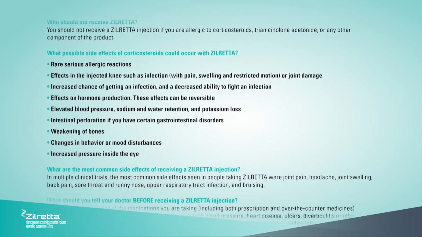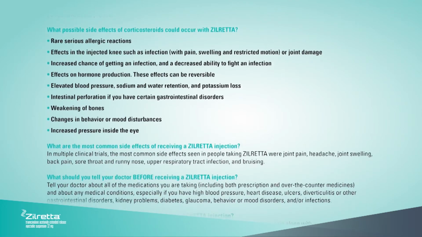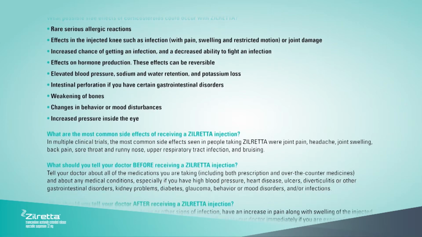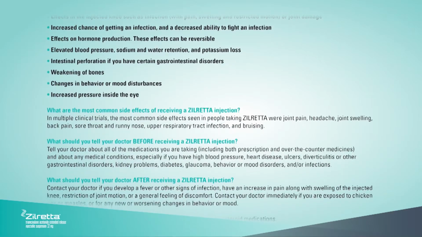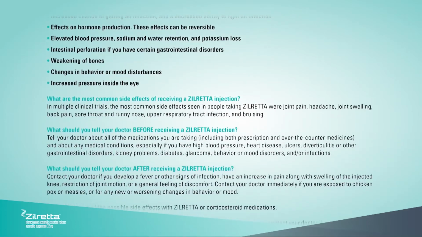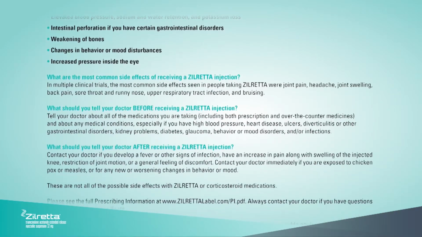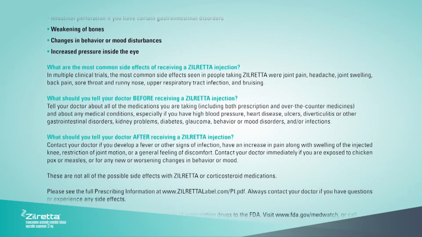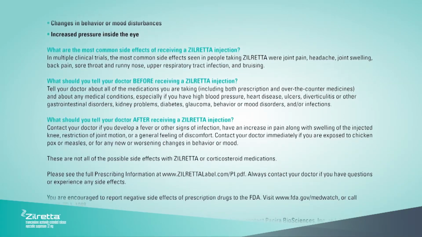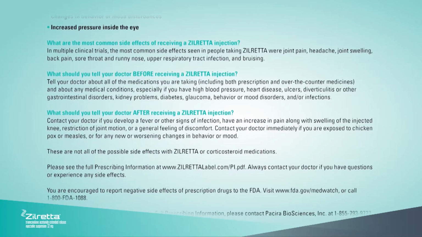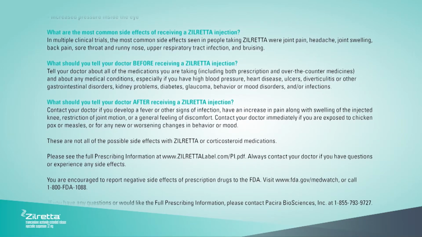What are the most common side effects of receiving a ZILRETTA injection? In multiple clinical trials, the most common side effects seen in people taking ZILRETTA were joint pain, headache, joint swelling, back pain, sore throat and runny nose, upper respiratory tract infection, and bruising. What should you tell your doctor before receiving a ZILRETTA injection? Tell your doctor about all of the medications you are taking, including both prescription and over-the-counter medicines, and about any medical conditions, especially if you have high blood pressure, heart disease, ulcers, diverticulitis or other gastrointestinal disorders, kidney problems, diabetes, glaucoma, behavior or mood disorders, and/or infections.